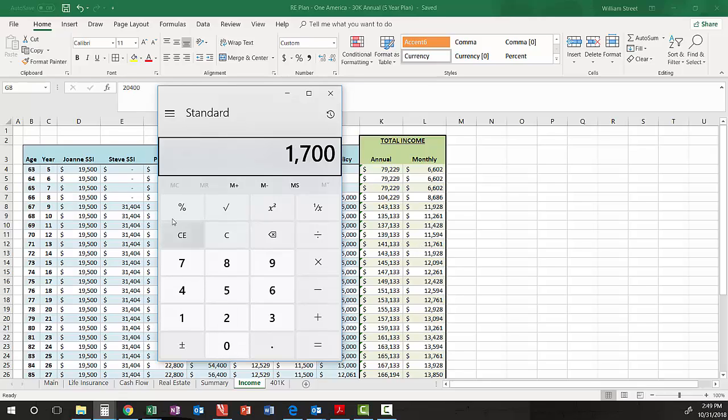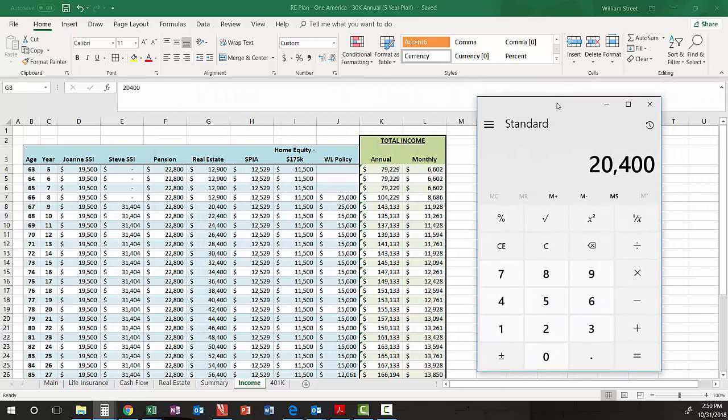So I rounded it up. I rounded it up to $1,700 a month, and I said that gives you $20,400 of annual income, assuming that you're now taking that income or that cash flow as income rather than having it pay back your policy loan balance.